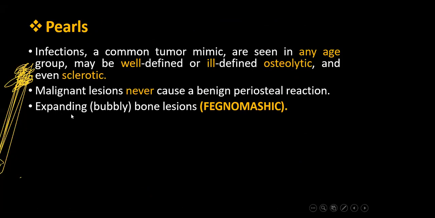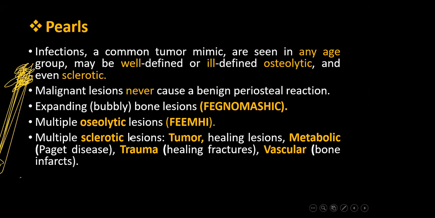For the differential of expanding or bubbly bone lesions, we follow the mnemonic FEGNOMASHIC, as we said before. And for the differential of multiple osteolytic lesions, we follow the mnemonic FEMHI. The multiple sclerotic lesions include tumor, healing lesions, metabolic, trauma, and vascular.